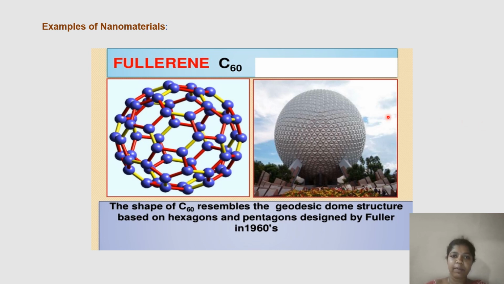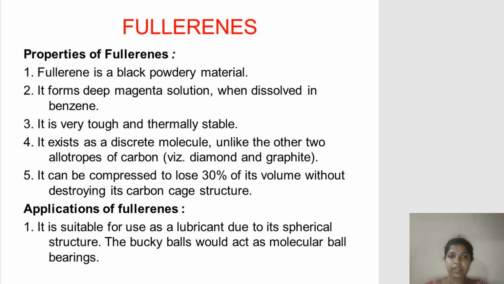Example for nanomaterial, the best example is fullerene. Fullerene was designed by the scientist Fuller in the 1960s. It is a C60 molecule. That means the fullerene compound is made up of 60 carbon atoms. It has a dome-like structure because it is made of fused structures like hexagons and pentagons.